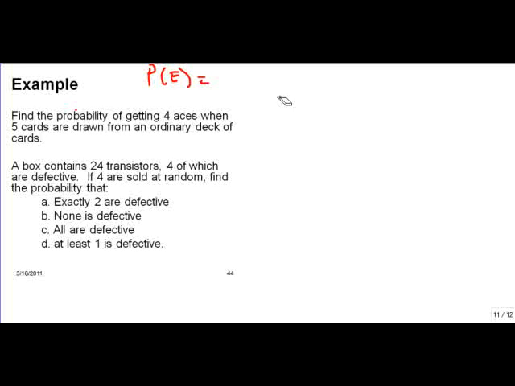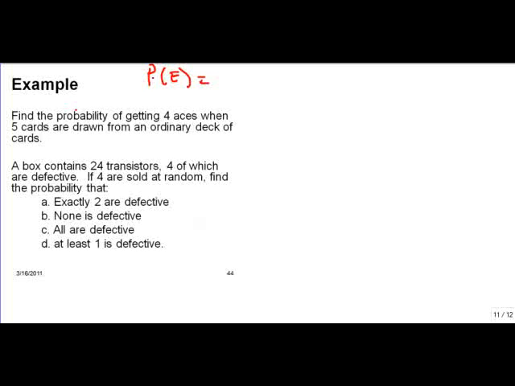Alright, this next one is a popular question. A box contains 24 transistors, 4 of which are defective. And if 4 are sold at random, we want to compute the following probabilities. Okay, so we're going to select 4, and we have a pool of 24.